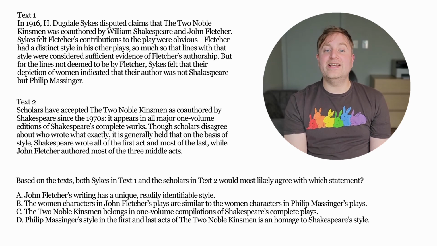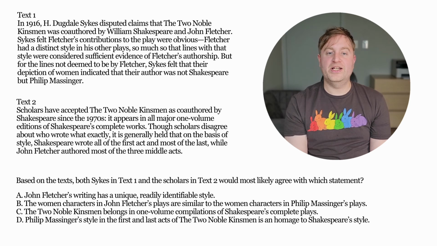In 1916, H. Dugdale Sykes disputed claims that The Two Noble Kinsmen was co-authored by William Shakespeare and John Fletcher. Sykes felt Fletcher's contributions to the play were obvious. Fletcher had a distinct style in his other plays, so much so that lines with that style were considered sufficient evidence of Fletcher's authorship. But for the lines not deemed to be by Fletcher, Sykes felt that their depiction of women indicated that their author was not Shakespeare, but Philip Massinger.